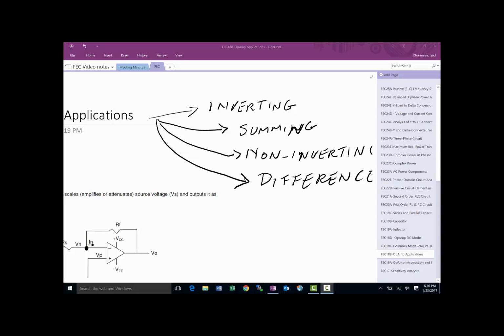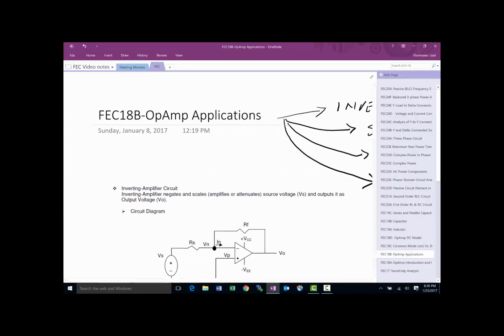In this video, we're going to be talking about different applications of an OpAmp. As we discussed earlier, OpAmps are basically devices that are made out of many transistors, and in this session, we're going to use the ideal OpAmp model to analyze this circuit.